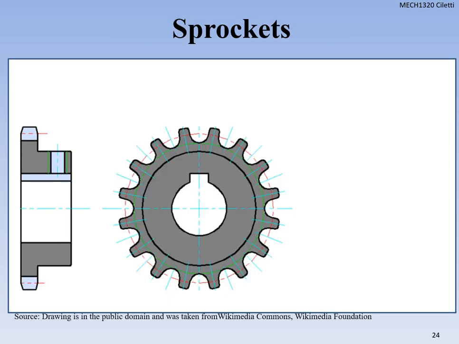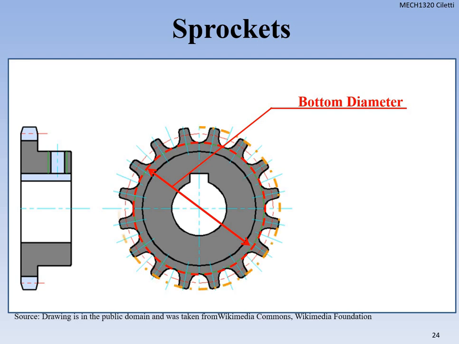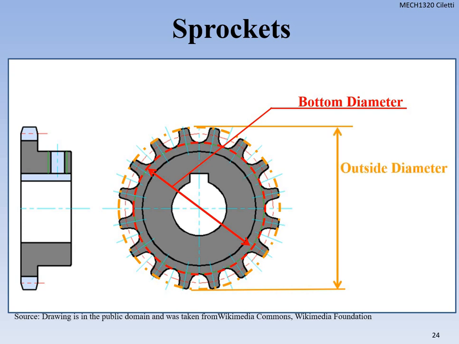But let's get into what drives the chain, which is the sprocket. We need to know some of the parts on a sprocket. Similar to a gear, there are some common components. We have a bottom diameter, which is at the bottom of the teeth, and the diameter is still the distance across the circle. Next, we have the outside diameter, from the tip of one tooth to the tip of the other tooth on the sprocket.